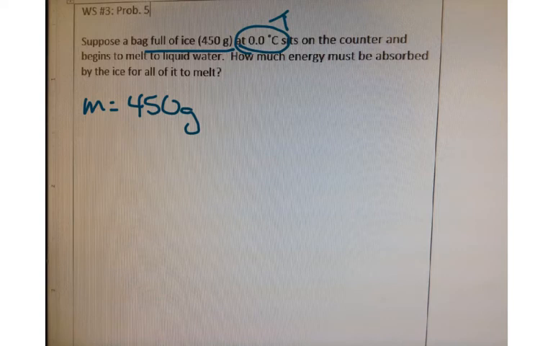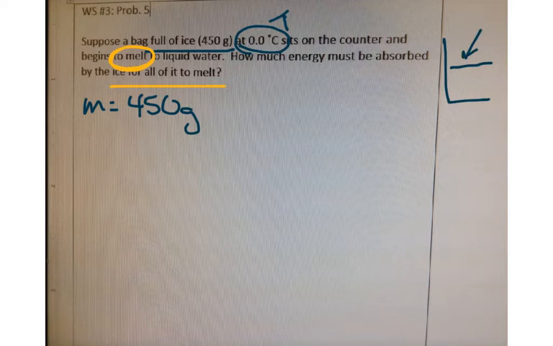Sits on a counter and begins to melt. So here's the key word: it's melting to liquid water. How much energy must be absorbed for all the ice to melt? So I think about the graph that I'm going to need to be using, and I know that it's melting, so it's undergoing a phase change, which means that it has no temperature change. So this is the graph that I'm going to need to use.